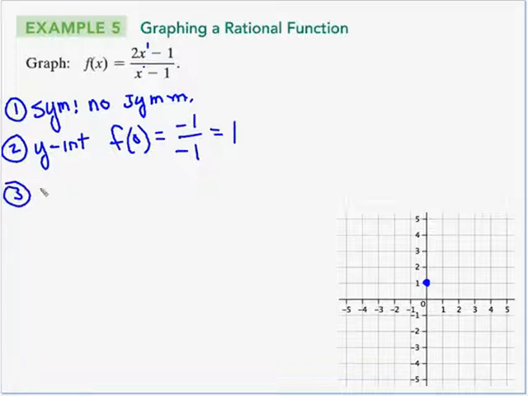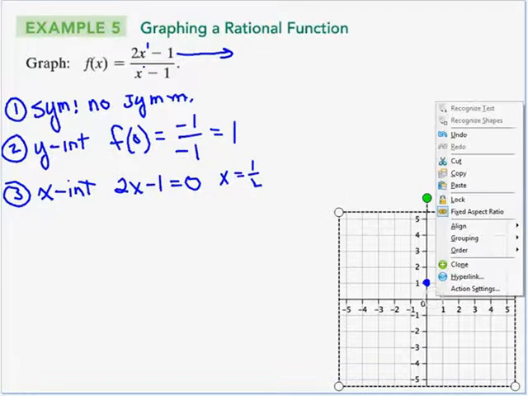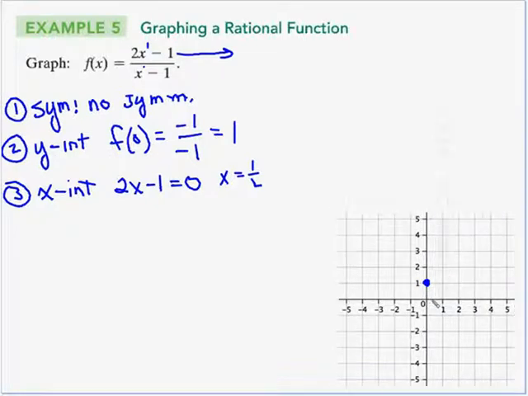Number 3, x-intercept. The x-intercept is where the whole function equals 0, and the whole function is equal to 0 when just the numerator is equal to 0. So I'm going to set 2x minus 1 equal to 0, and I will add 1 to both sides and divide by 2. So x equals a half is our x-intercept. I'm going to put that on the graph right now.